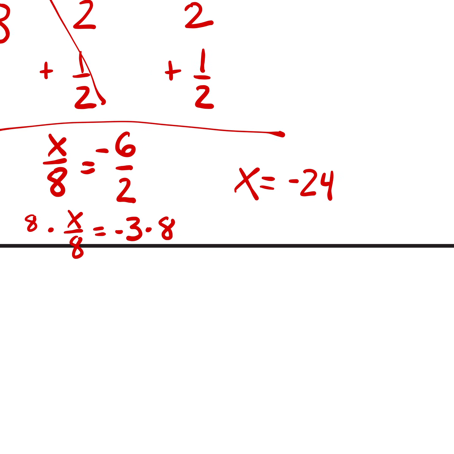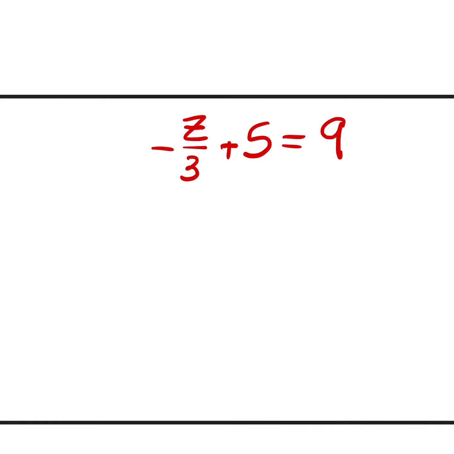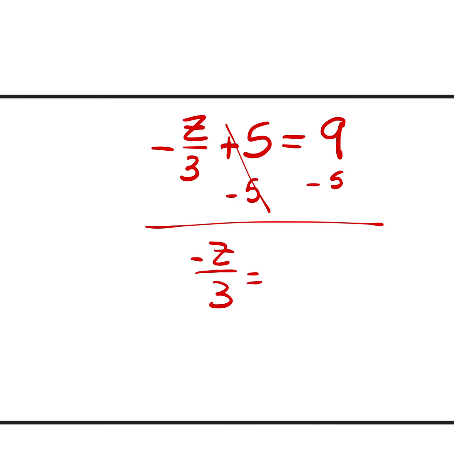All right, let's go do this one over here. Negative z over 3 plus 5 equals 9. Remember, I have to get rid of the addition and subtraction before I can go do the multiplication and division. The opposite of add 5 is to subtract 5, so subtract 5 from both sides. Negative z over 3 equals 9 minus 5, that's just a normal subtraction problem, that's just 4.